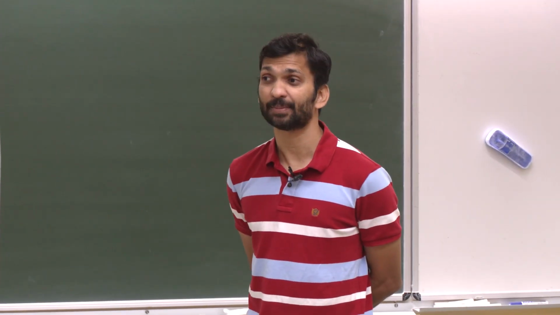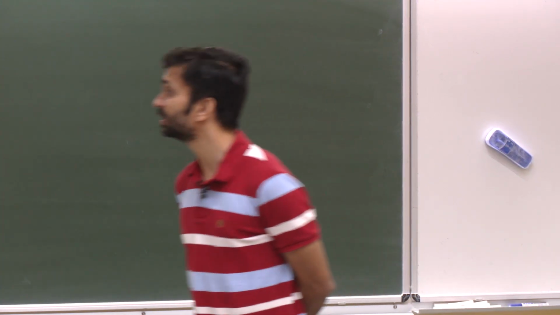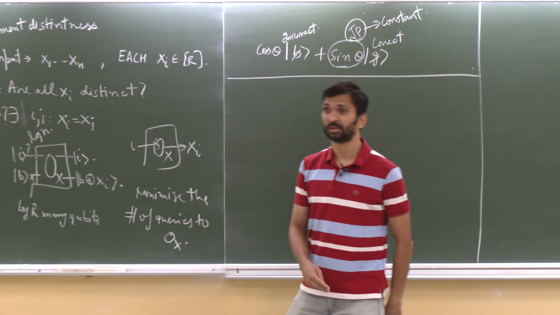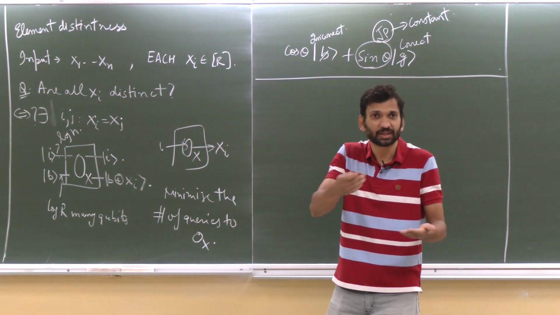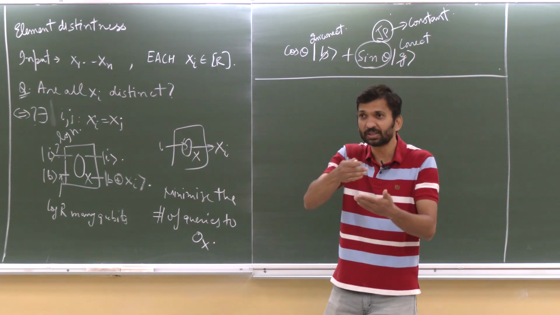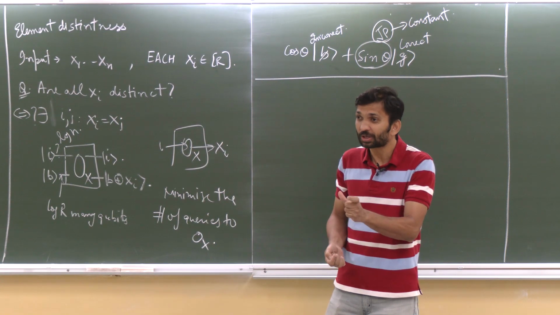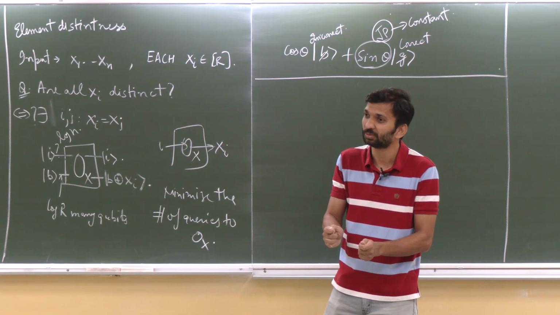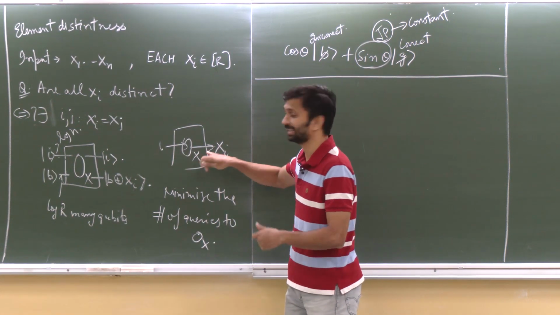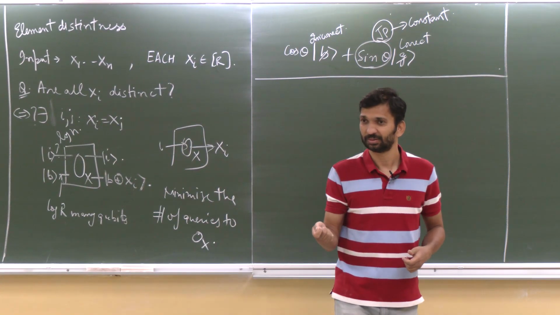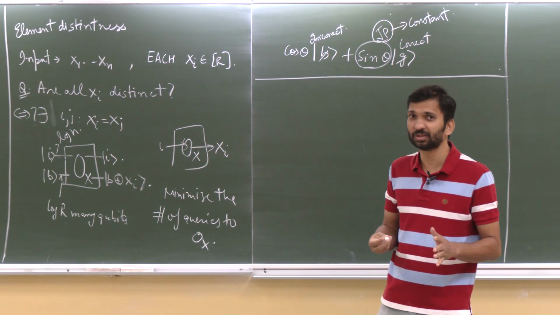In how many queries? I'm not talking about time. I'm talking about how many times do I have to look at the oracle. What is the dumb algorithm? I will query everything, x1, x2, up to xn. If I have everything, x1 up to xn, I can check if two elements are similar or not. I am not counting the time of comparing x1 and x2. I am only asking how many times do I have to query the ith element. You understand the difference here?